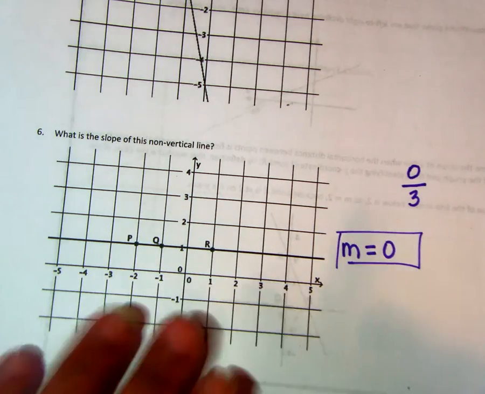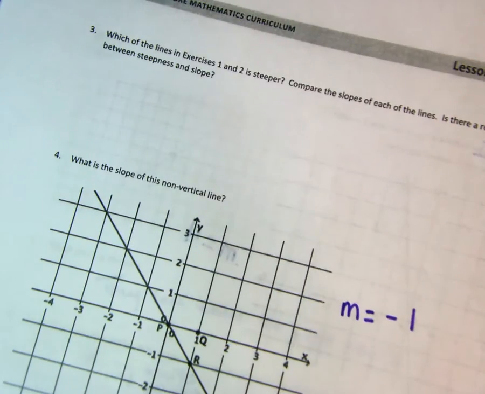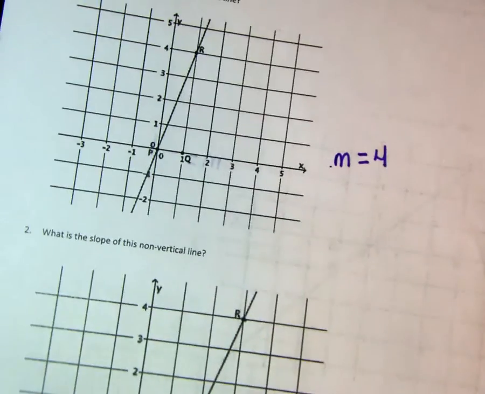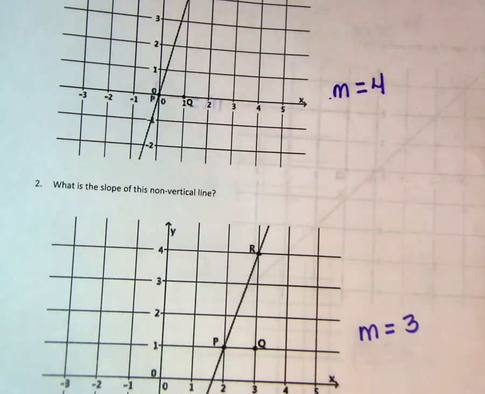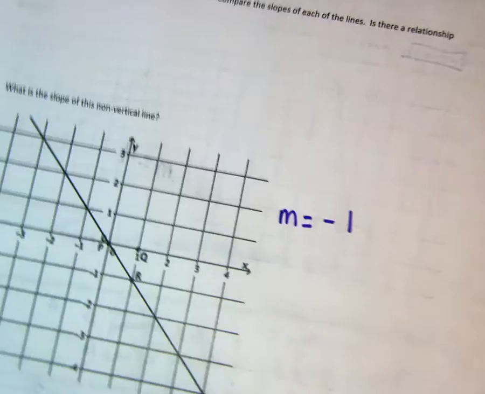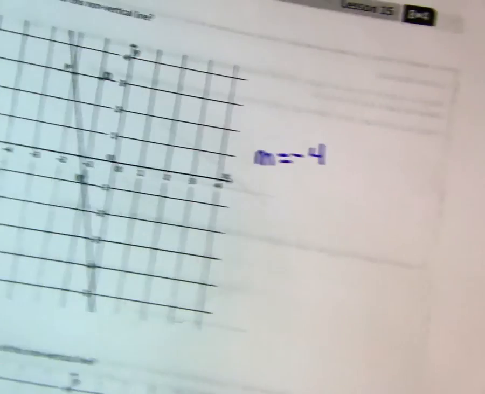In exercise 3, you were asked to compare the steepness of the graphs of two lines and then compare their slopes. What did you notice about the graphs in exercise 1 and 2? You should have noticed that the steeper the line, the greater the number the slope was. Does this same relationship exist for negative slopes? So let's look now at example 4 and example 5.